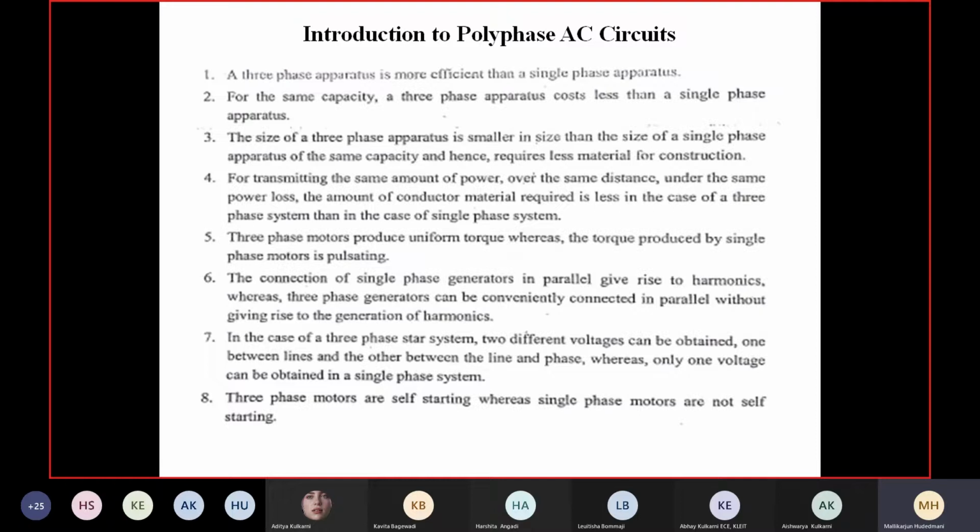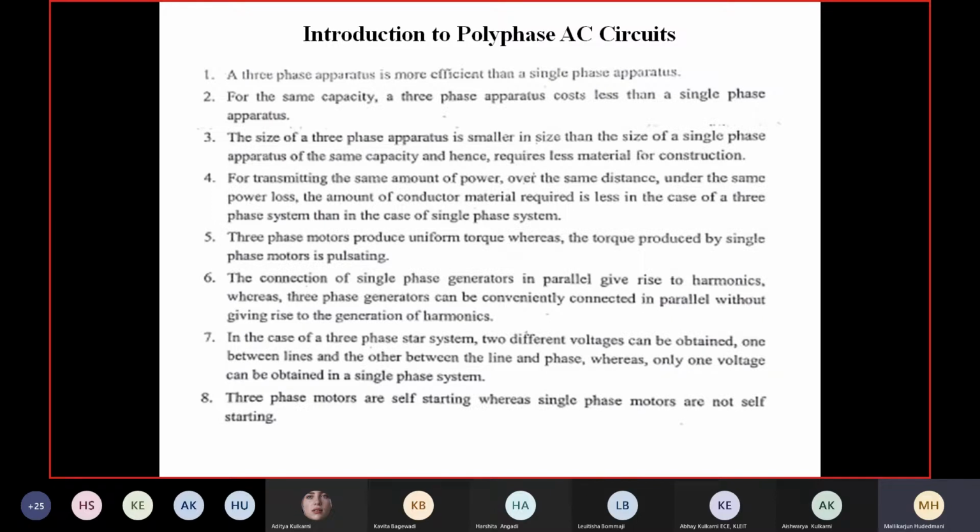Another one: for transmitting the same amount of power over the same distance under the same power loss, the amount of conductor material required is less in a three phase AC system than in single phase. I will tell you the scenario. What is the meaning of this? I can tell you the gist of this: there is a saving of 1/4 of the weight of copper or aluminum if I use the three phase mode of transmission. That's all.